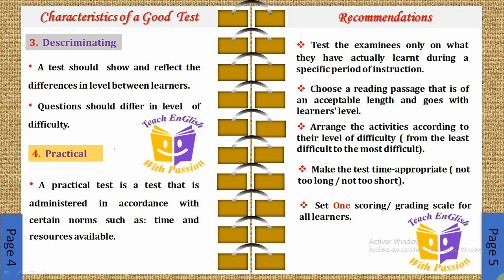A good test should be discriminating. This means that the test should reflect and show the differences in level between learners. Questions should be arranged according to their level of difficulty, moving from the least difficult to the most difficult in order to cater for all learners' levels.